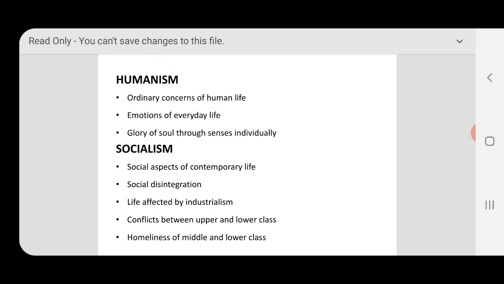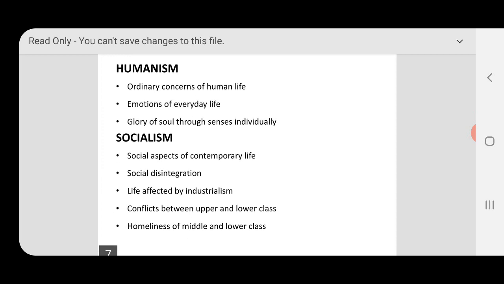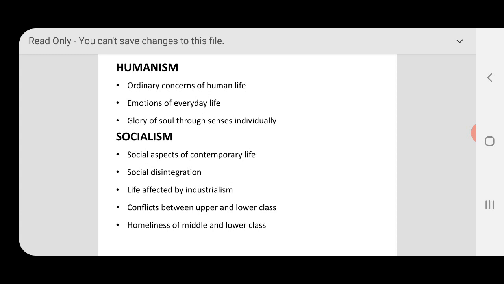And the next feature of Victorian poetry is socialism. In socialism, the majority of the Victorian writers try to expose the social conditions of contemporary life, how society was disintegrated, and how life was affected by industrialism. And they also focused on the conflicts between the upper and lower classes of society, and the pitiful conditions of the middle classes and lower classes, who were supposed to be homeless during that period.